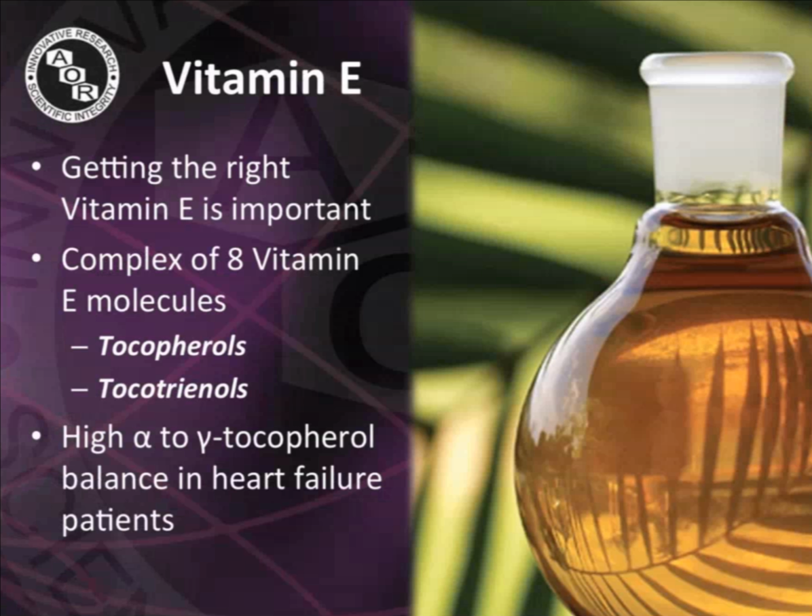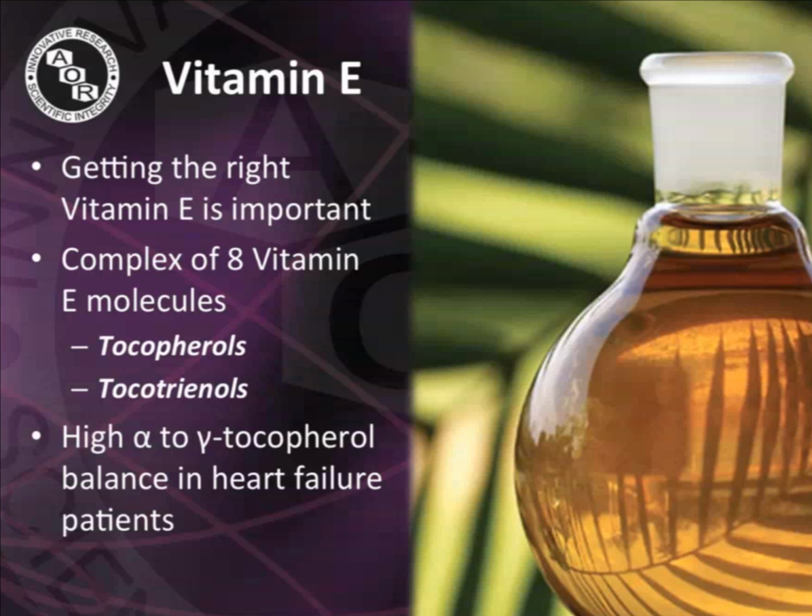Vitamin E, getting the right type of vitamin E is extremely important. If we look back at that inadequacy chart again, vitamin E was the number one vitamin mineral found on that chart, and getting the right type is what's important. Vitamin E is not a single molecule. It's actually made up of a complex of tocopherols and tocotrienols. And we actually look at the ratio of these in people with heart failure. Usually there's a high balance of alpha to gamma tocopherol in these patients.